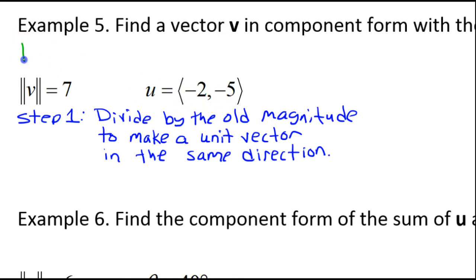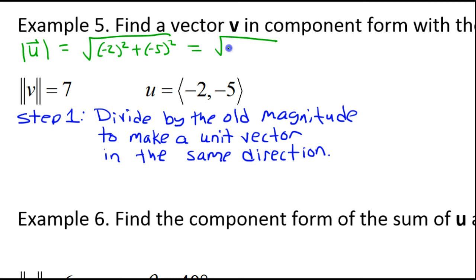So let's take a moment and calculate the magnitude of the original vector u. So that should be the square root of -2 squared plus -5 squared, which is going to equal the square root of 4 plus 25, which equals the square root of 29. So this is the original magnitude, the old magnitude. So we're going to divide by the old magnitude in order to get ourselves a unit vector.